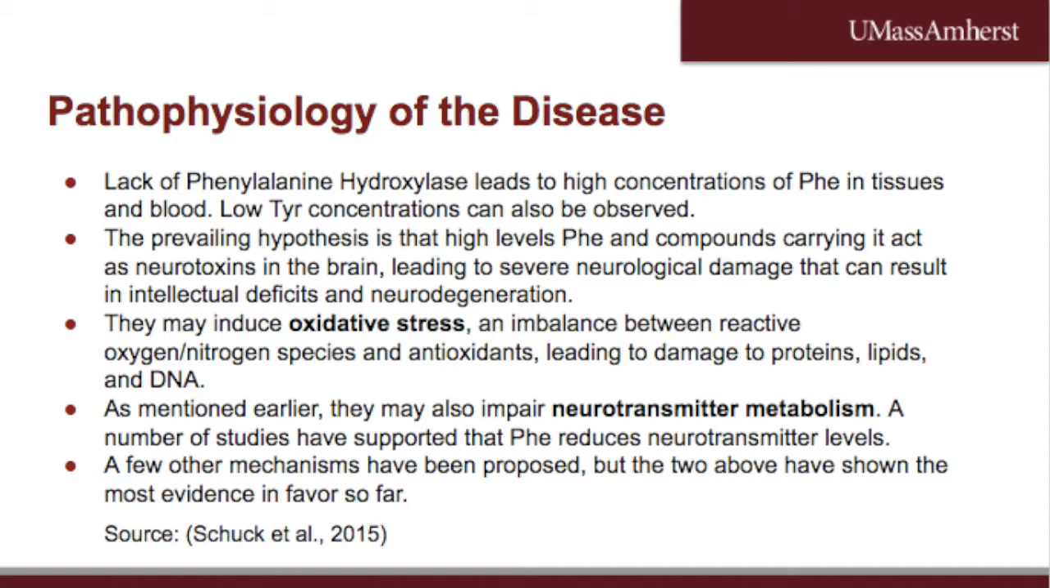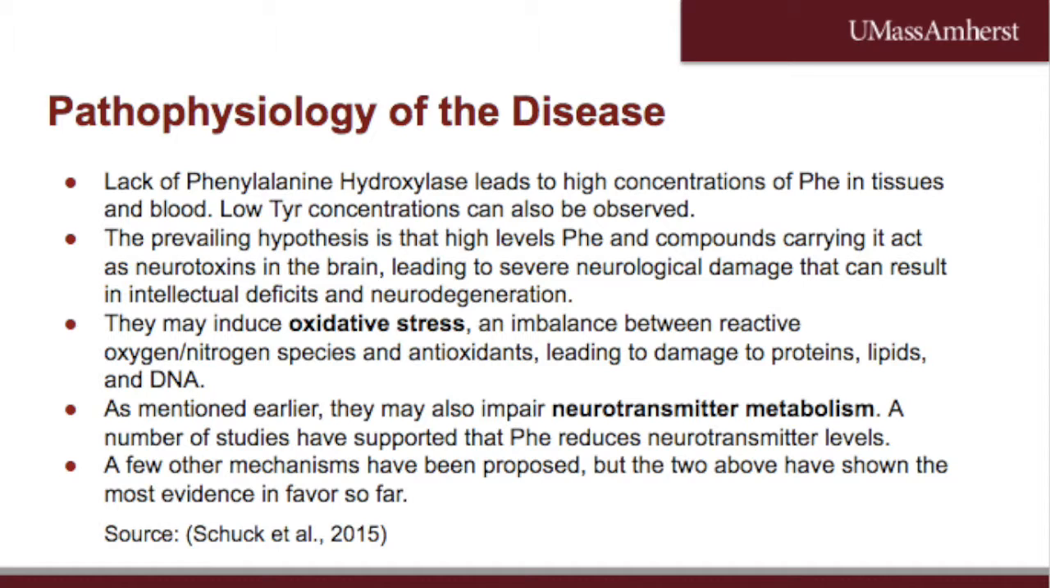The current hypothesis is that high levels of phenylalanine and compounds containing it act as neurotoxins in the brain, leading to severe neurological damage that can result in intellectual deficits and neurodegeneration. They can induce oxidative stress, which might cause an imbalance between reactive oxygen and nitrogen species and antioxidants, leading to damage to proteins, lipids, and DNA. As mentioned earlier, they may also impair neurotransmitter metabolism.